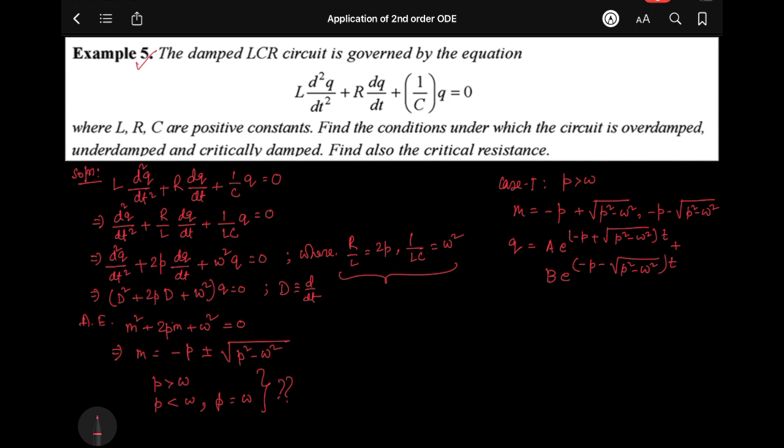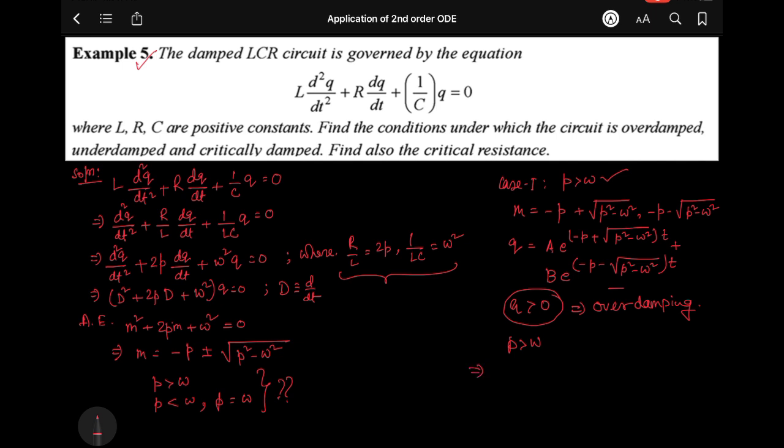Now see, in this case q is nothing but a combination of e power this quantity and e power this quantity. So basically q is always positive. This is the case for over damping. And because of this condition p greater than omega, we got the over damping situation.